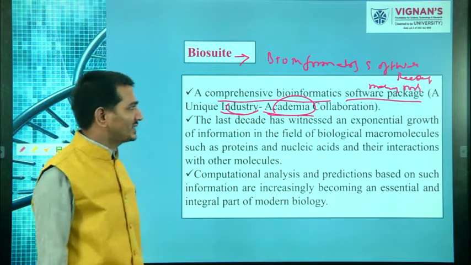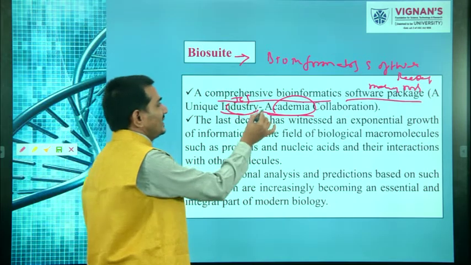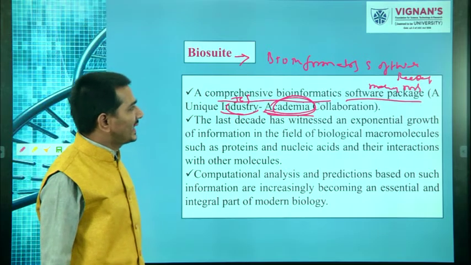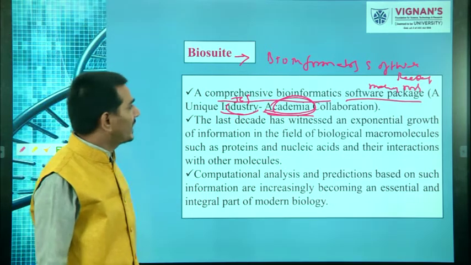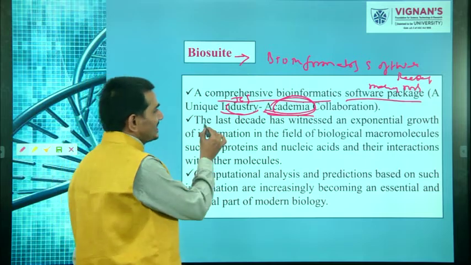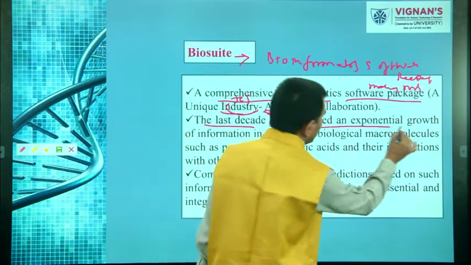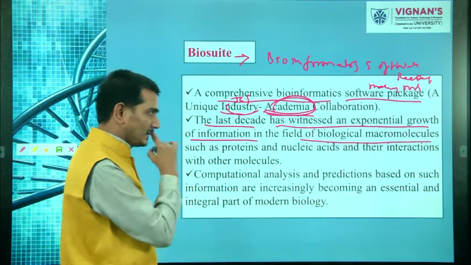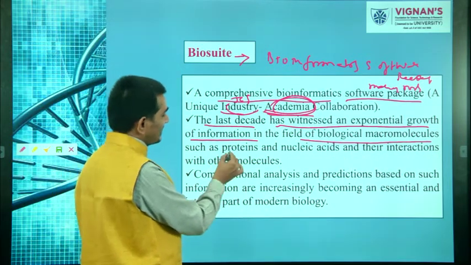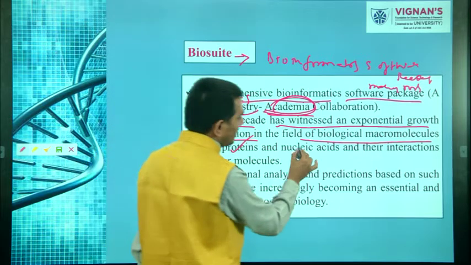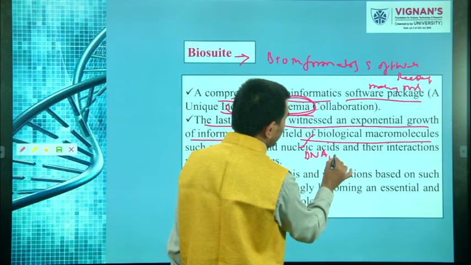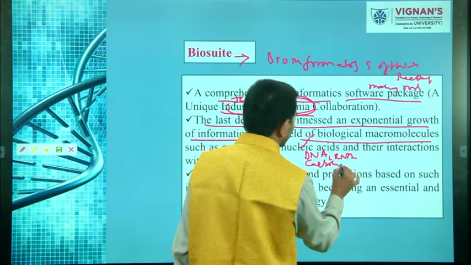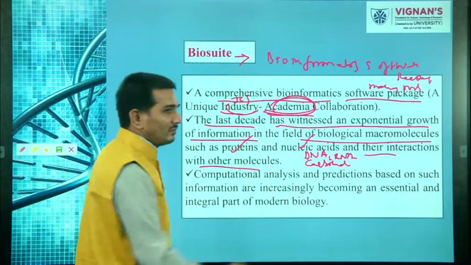It is a joint collaboration between the industry, that is TCS, and the academia people, and that led to the designing of a comprehensive bioinformatics software package, named Biosuite. The last decade has witnessed an exponential growth of information in the field of biological macromolecules. So what are the biological macromolecules? Basically, they are proteins, nucleic acids, either DNA or RNA, and carbohydrates, and their interactions with other molecules.